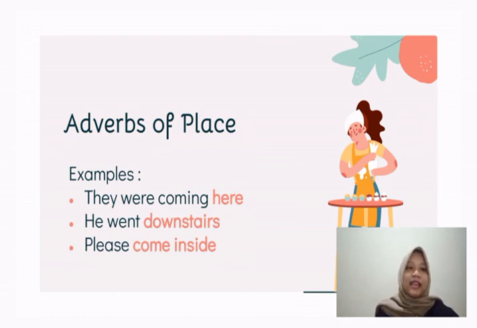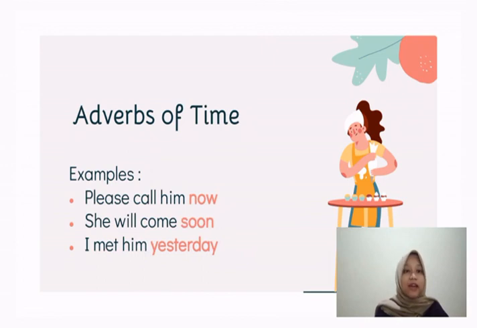Okay, the next one is adverb of time. The adverb of time states the time of the occurrence of the action and gives a sharp or rough idea about the time of occurrence of an action. And the examples are like yesterday, now, tomorrow, today, late, early, tonight, again, soon, and the others.